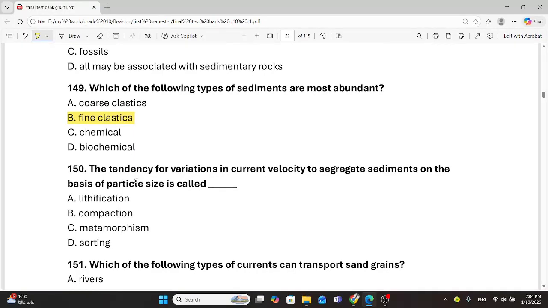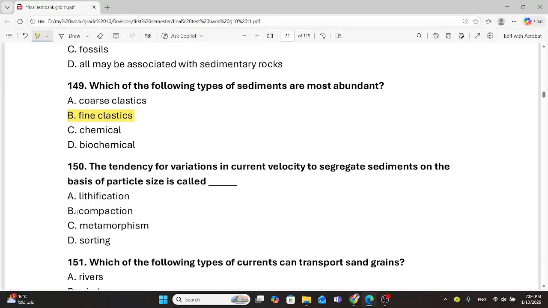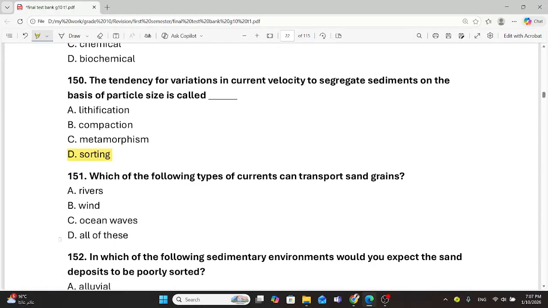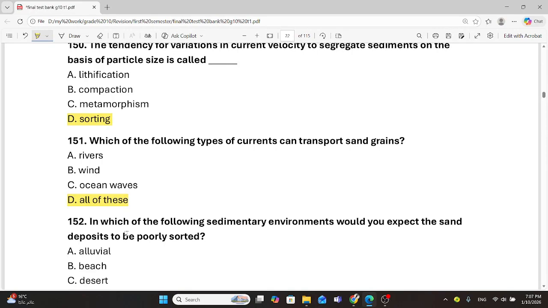طيب the tendency of variations in current velocity to segregate sediments on the basis of particle size is called classification لأ. compaction لأ. metamorphism لأ. sorting، أنا بعمل sorting للparticles. Which of the following types of currents can transport sand grains, river ولا wind ولا ocean waves ولا all of these؟ sand grains صغيرة جدا.